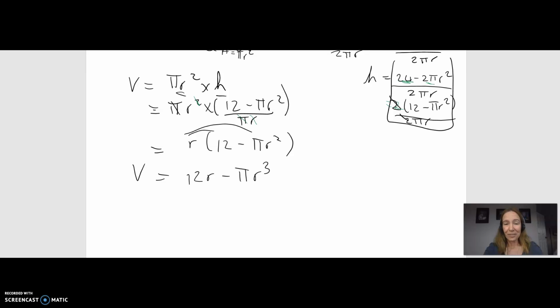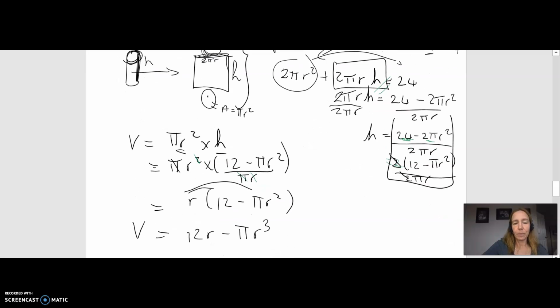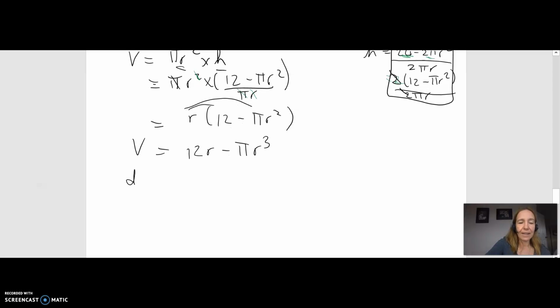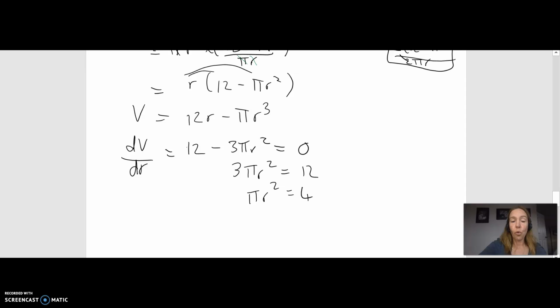Okay, I've now got the volume. I can now maximize my volume. The question was saying, find the radius that maximizes the volume. So what am I going to find? The change in volume with respect to the radius. So I'm differentiating: 12 minus 3 pi r squared, and let it equal 0 to find the maximum. So 3 pi r squared is equal to 12. So pi r squared equals 4.